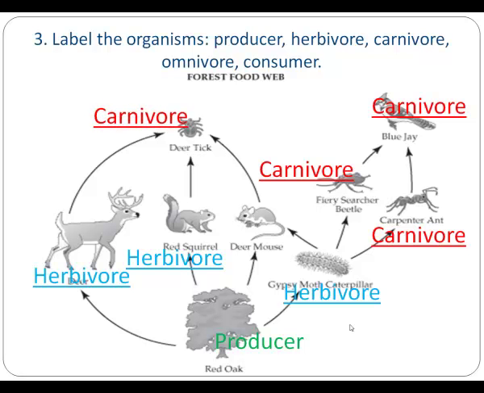And the deer mouse, we see that it eats both the caterpillar and the producer, so that's going to be an omnivore. The reason all of these are underlined is because these are all consumers. The producer is not underlined.